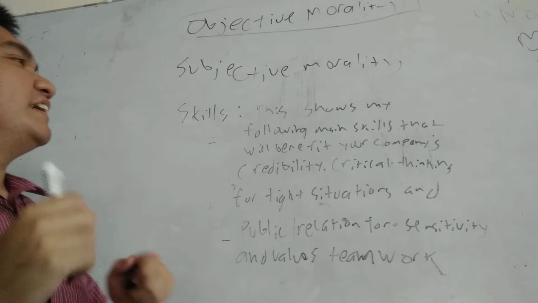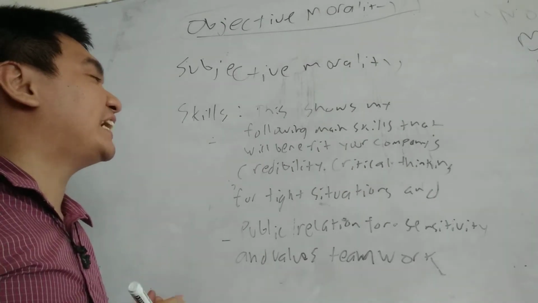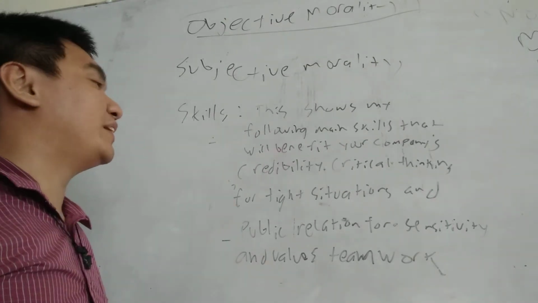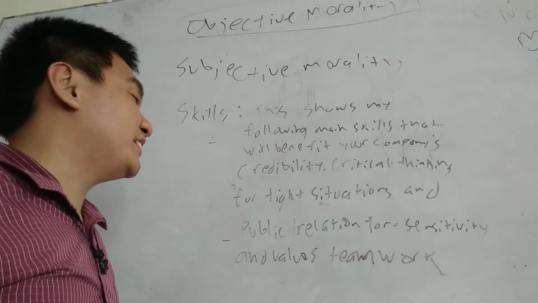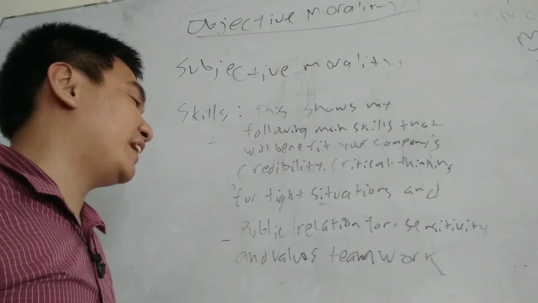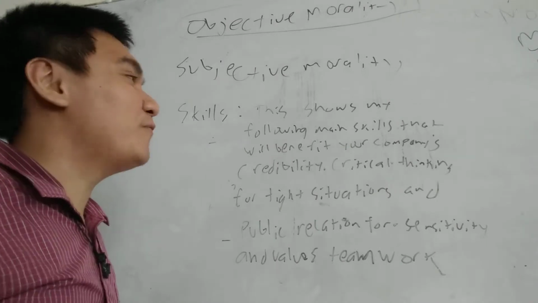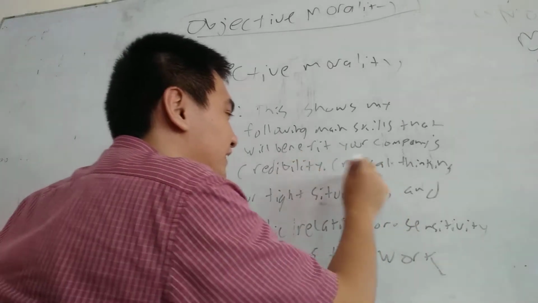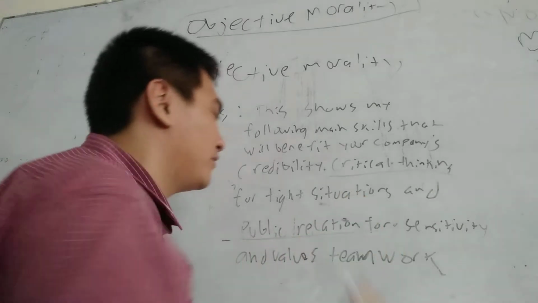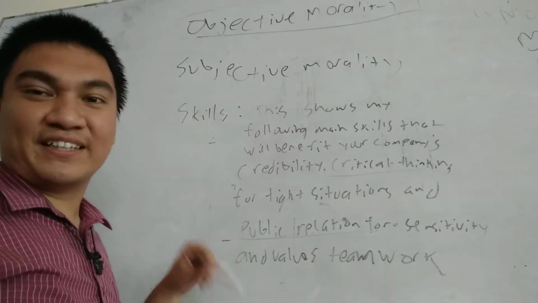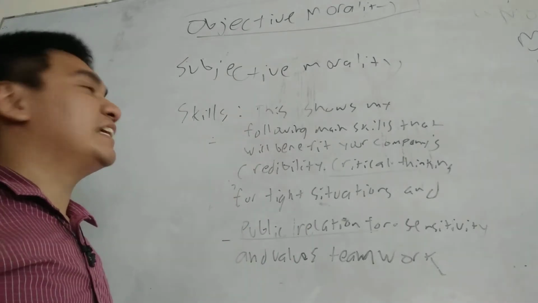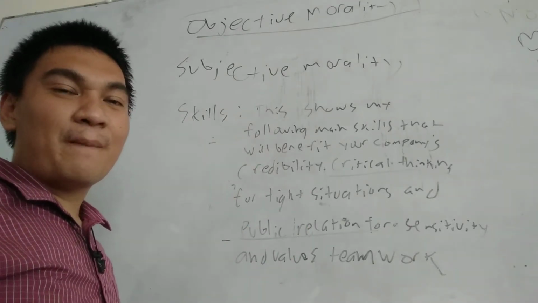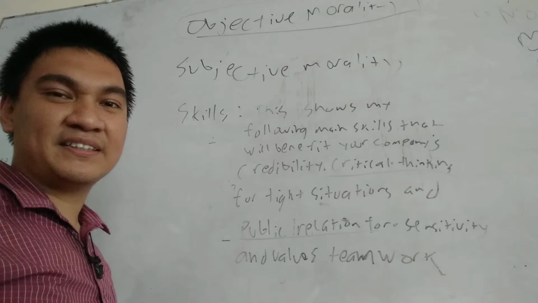Then, for example, this shows my following main skills that will benefit your company's credibility. Critical thinking for tight situations and public relations for sensitivity and values of teamwork. So I'm focusing the skills on critical thinking and public relations. Those are my key skills that will help me improve my abilities and capabilities.